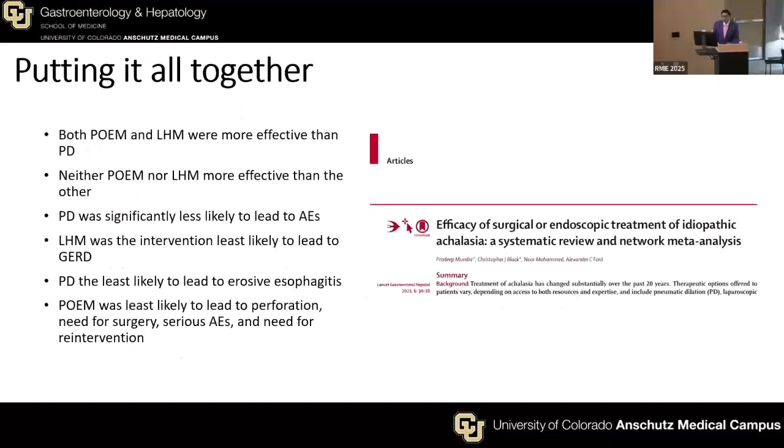So putting it all together, this meta-analysis published in Lancet looking at POEM, laparoscopic Heller myotomy, and pneumatic dilation basically summarizes that both POEM and Heller myotomy are more effective than pneumatic dilation. Neither POEM nor Heller is more effective than the other. Pneumatic dilation was significantly less likely to have adverse events, but Heller myotomy was the one to have the least amount of reflux. But POEM was the least likely to lead to perforation, need for surgery, serious adverse events, and need for reintervention.